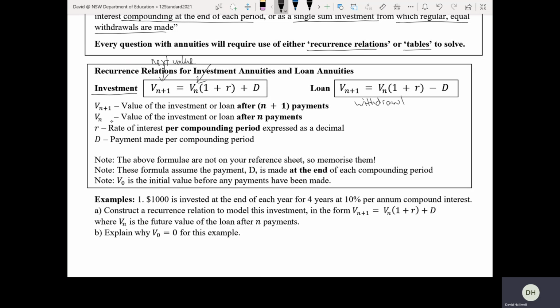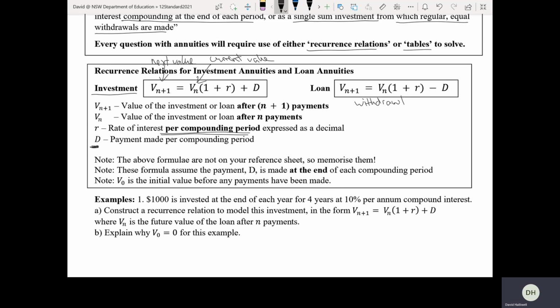Okay, so in particular, Vn is the value of the investment or loan after n payments. V sub n+1 is the value after n+1 payments. It's the next one. R is the interest rate per compounding period. Just like when you do compound interest questions where you need to change the R to match what it's compounding, you need to do the same thing for these annuity questions. So beware if it's compounded biannually or monthly, etc.